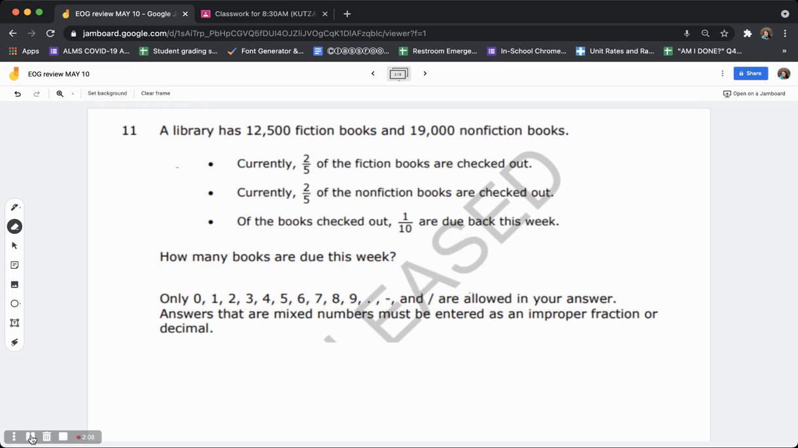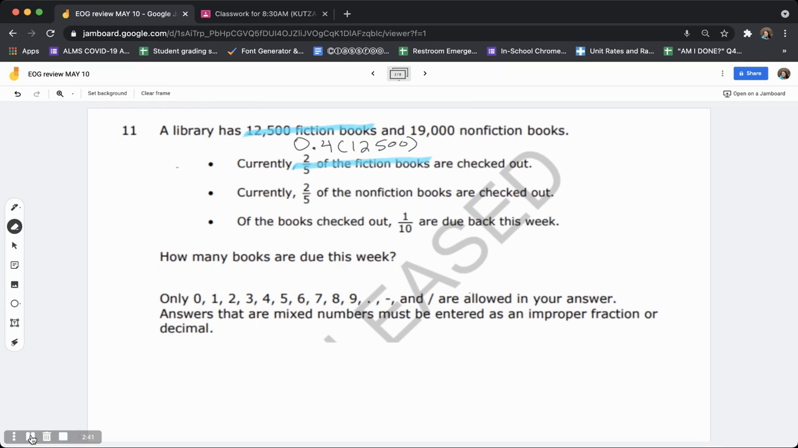So the first thing I need to do is figure out how many books are checked out. And it tells us that 2/5 of the fiction books are checked out. And there are 12,500 fiction books. So I need to figure out what 2/5 of 12,500 is. There's a couple different ways you can do this. So you can look at 2/5, and if you know off the top of your head that as a decimal, 2/5 will give you 0.4, then you can just multiply 0.4 times 12,500.